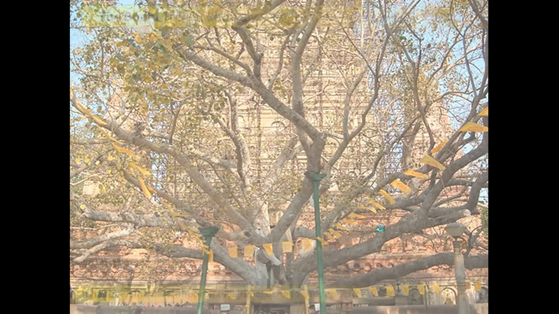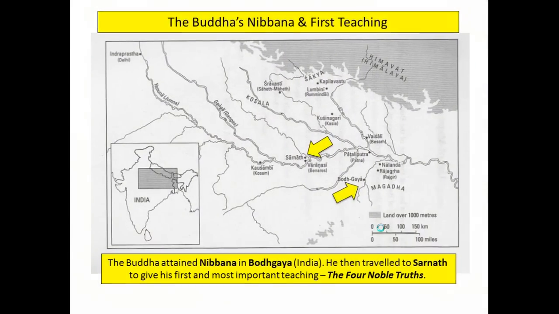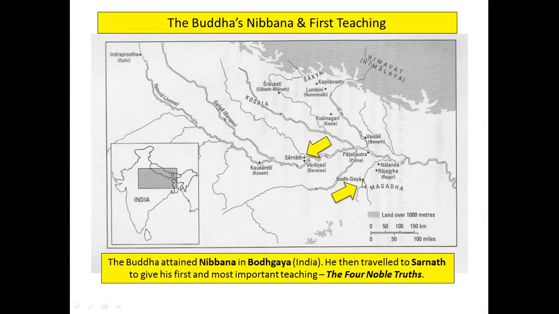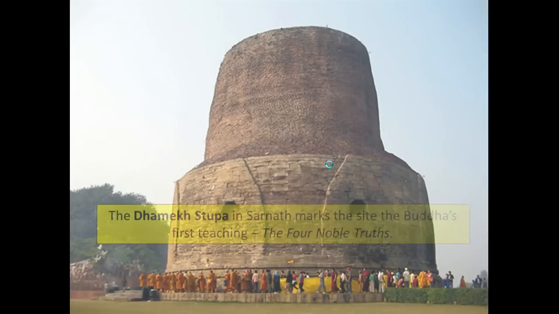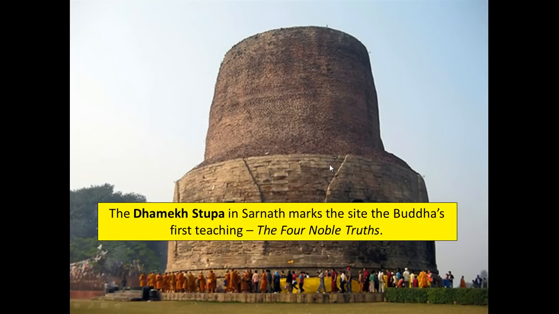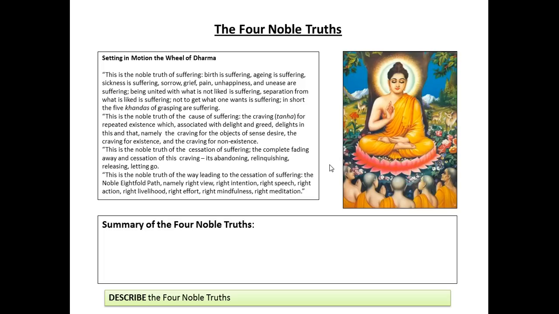If we look at a map of where Bodh Gaya is, this is the Ganges Delta here. That's the area of India that we're looking at. So Bodh Gaya is where he became enlightened, and then he travelled to Sarnath to give his first teaching, the Four Noble Truths. This is a monument in a deer park, which celebrates the first teaching of the Buddha.